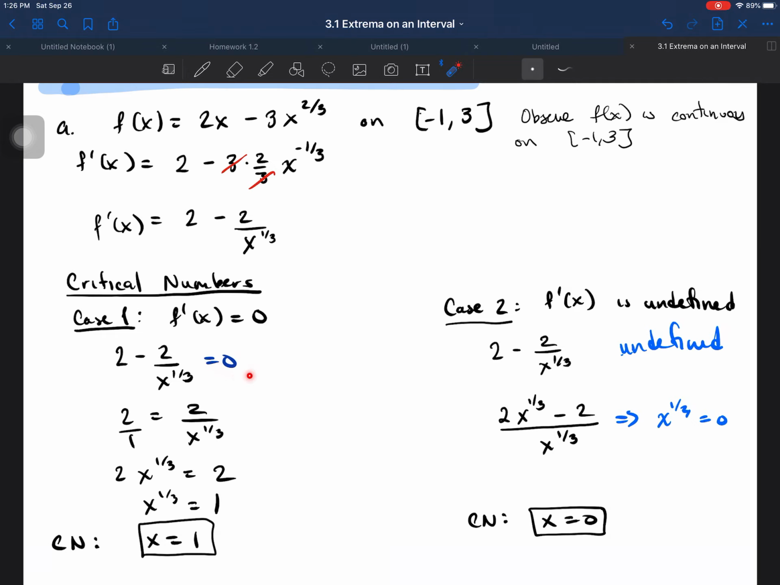So you're going to add 2 over x to the 1/3 on both sides of the equation, and then you're going to do cross product, and that gives you 2 times x to the 1/3 equals 2. Divide both sides by 2, and the 2's will cancel. Then you take the cube power on both sides of the equation. The cube power of x to the 1/3 is x, and 1 to the 3rd is 1.